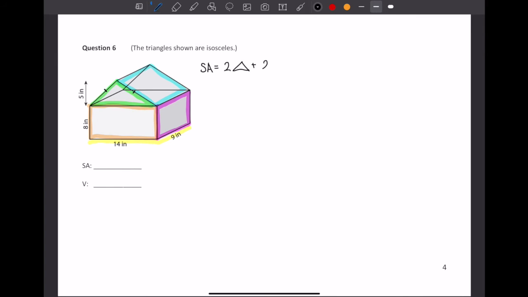and then add the area of the 2 roof rectangles, and then the 2 rectangles for the front and the back of the house, the 2 rectangles for the left and the right of the house, and then we have just the 1 rectangle for the base.